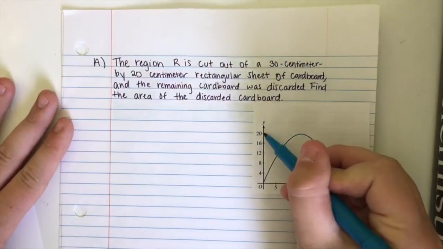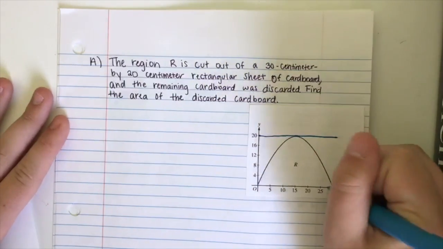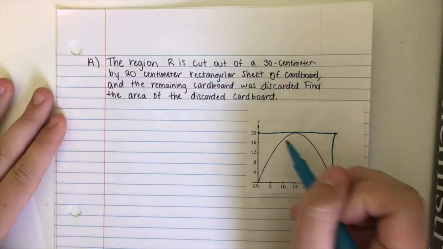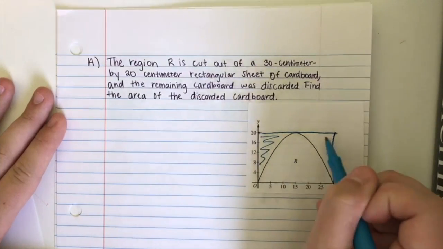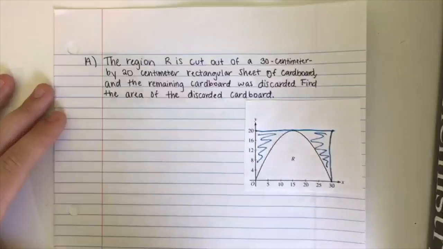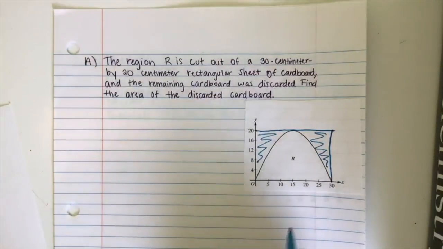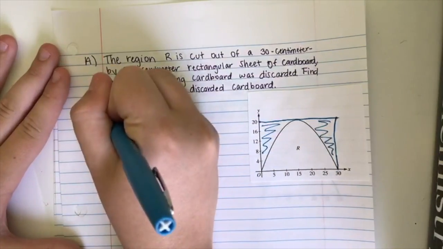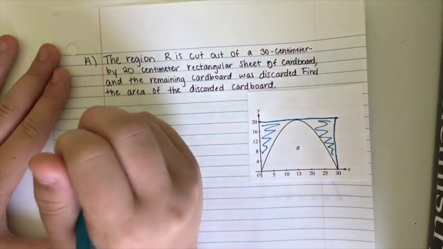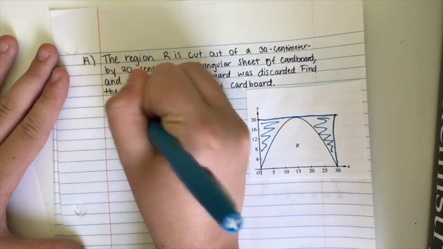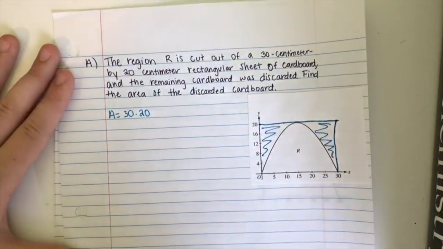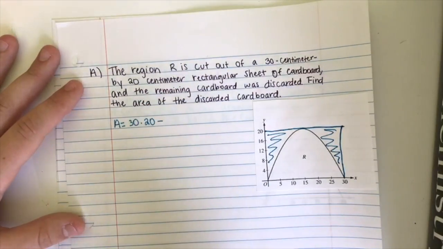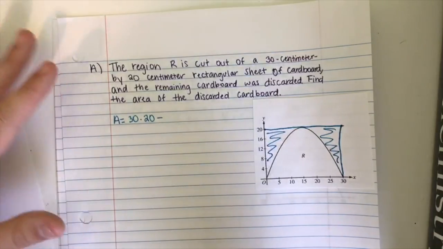So, the rectangle was 20 by 30, and we want to find the area of these discarded pieces. To do that, you can find the area of just the rectangle, which would just be length times width, so it's just 30 times 20, and then subtract the area of R. And to find the area of R, you have to do the area under the curve.